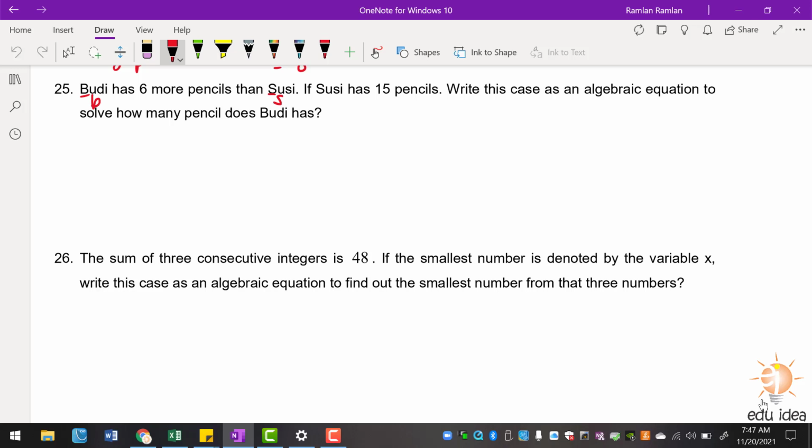Okay, so I can write down the first sentence, Budi has 6 more pencils, right? Has means equals. And we have this keyword here, more. More means added. So I can write down that B is equal to 6 plus S, because B is Budi's pencils. The number of Budi's pencils is 6 more than Susie's pencils, right?